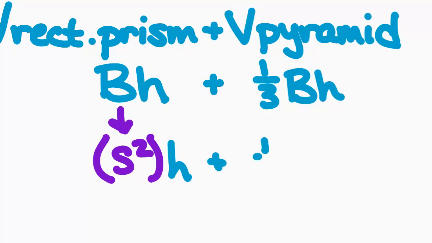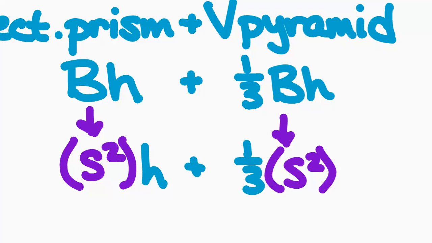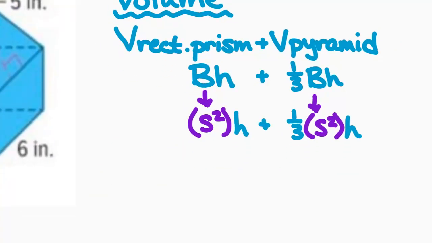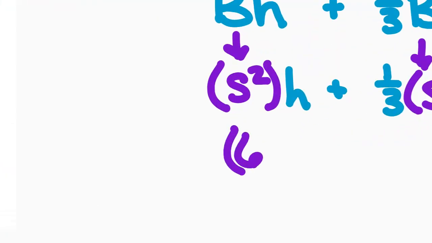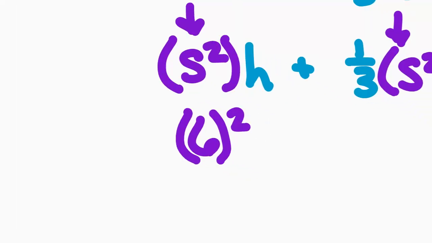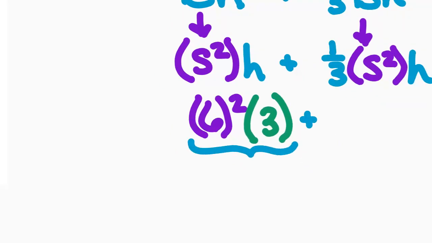plus 1/3. And then what is the shape of the base of the pyramid? Also a square. So this is 1/3 side squared times the height. And our sides are 6 inches. So 6 squared times the height of my prism. What's the height of the rectangular prism? 3. So 6 squared times 3. Let's pause right there and find the volume of just the rectangular prism there. 108.